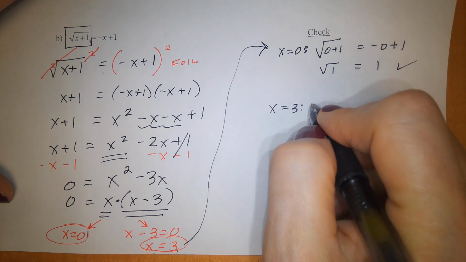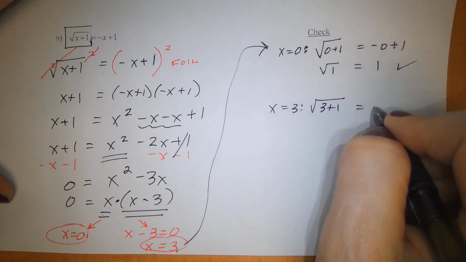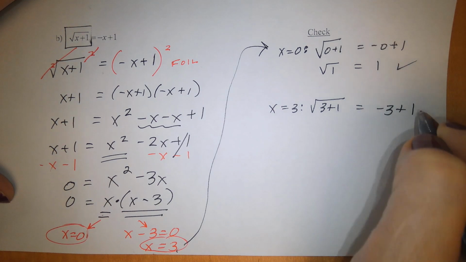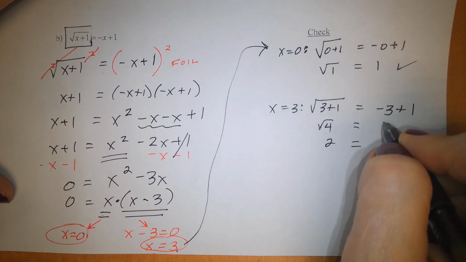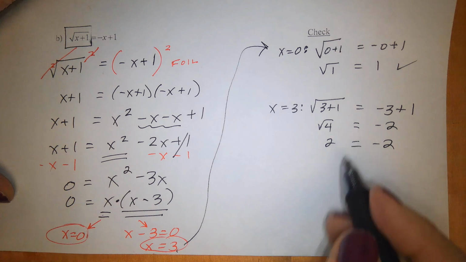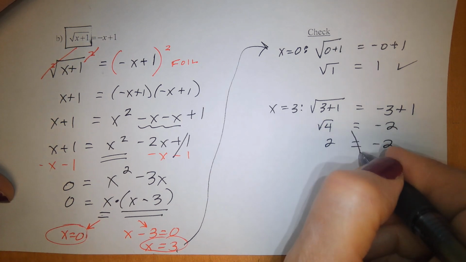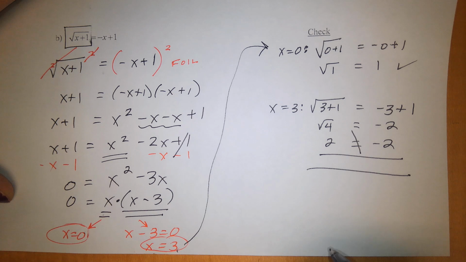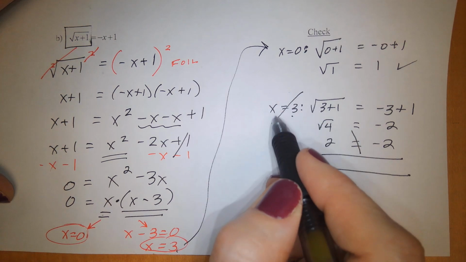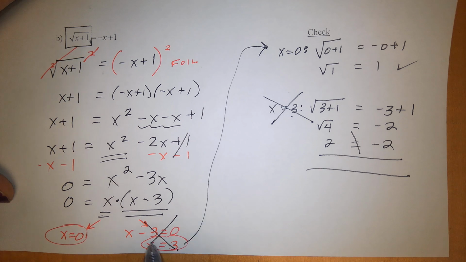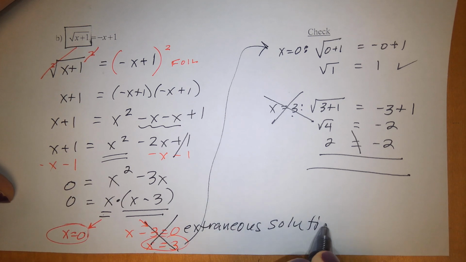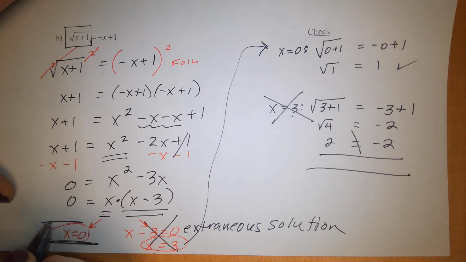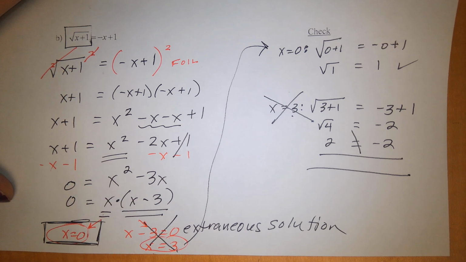How about when x is 3? When x is 3, we have square root of 3 plus 1 equals negative 3 plus 1. This is square root of 4, which is 2. And this is negative 2. Uh-oh, you can see that we have a problem over here. These two sides are not equal to each other. So 3 actually does not check out. So 3 is not a solution. This is what we call an extraneous solution. So there's one and only one answer to this problem.